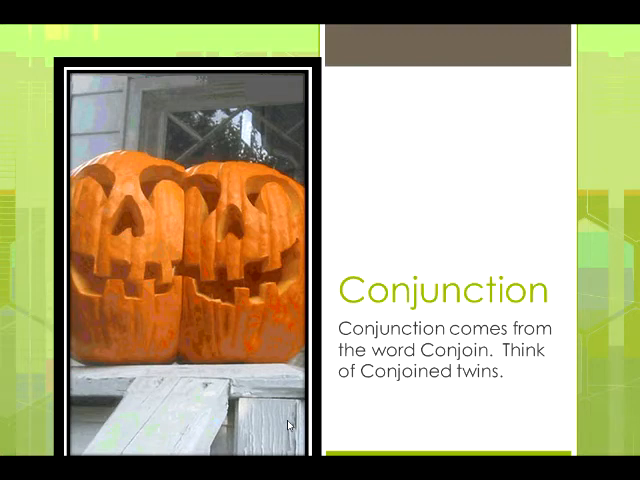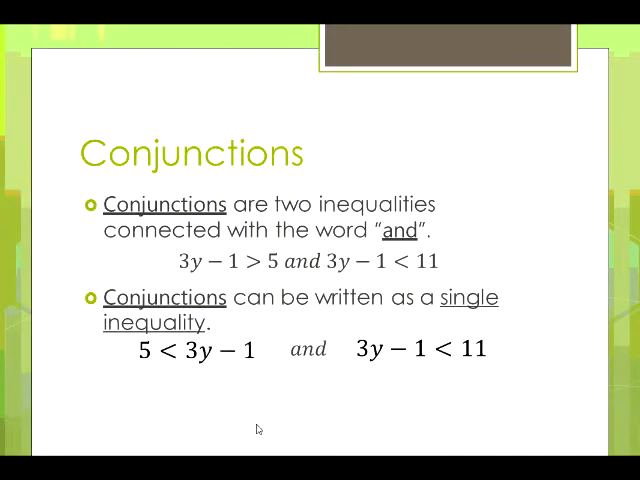When you think about conjunctions, think about where it comes from. Conjunction comes from the word, or similar to the word, conjoin. Think of conjoined twins. They are joined in the middle. Conjunctions are two inequalities that are connected with the word and.